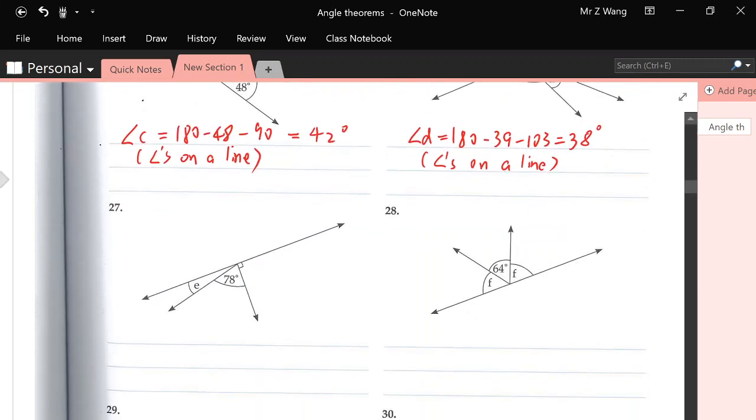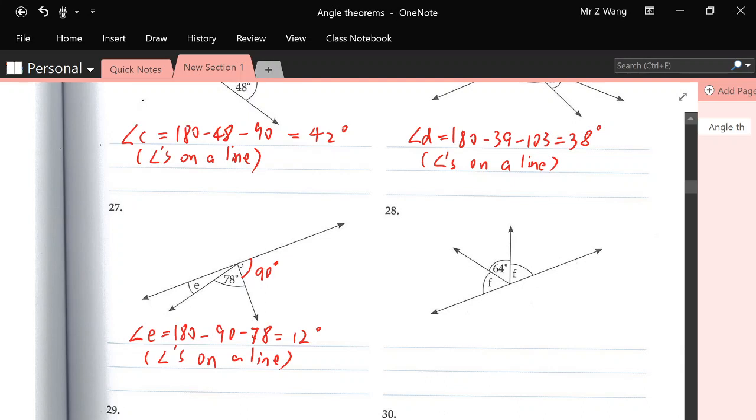Now this one's still the same, right? It's just about realizing this is 90 degrees. So angle E equals 180 minus 90 minus 78, which is 12 degrees, right? Again, you have to write angles on a line. Now, things get a little bit trickier here, right?